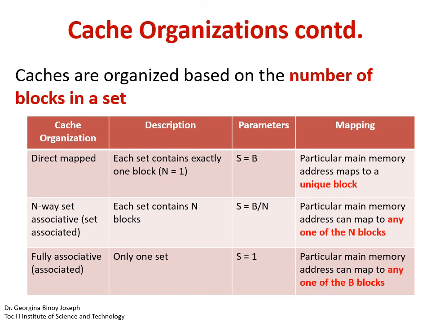If you see here, what did we say? We said that there are S equal to B by n sets, and since inside a particular set there are n blocks, the data goes into one unique set, but inside that set, since there are n blocks, it can go to any one of the n blocks. This is a bigger version of that. There is only one set, so all the B blocks are inside that one set. So the particular main memory address can map to any one of those B blocks.